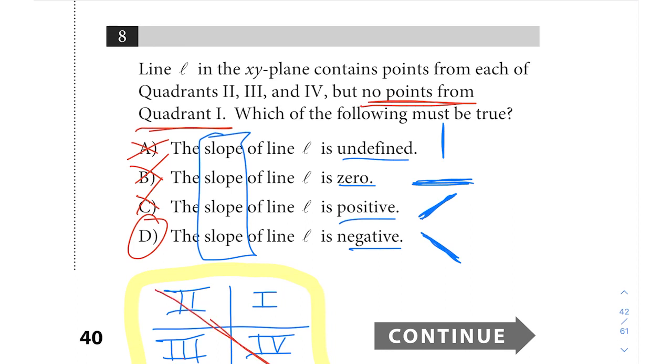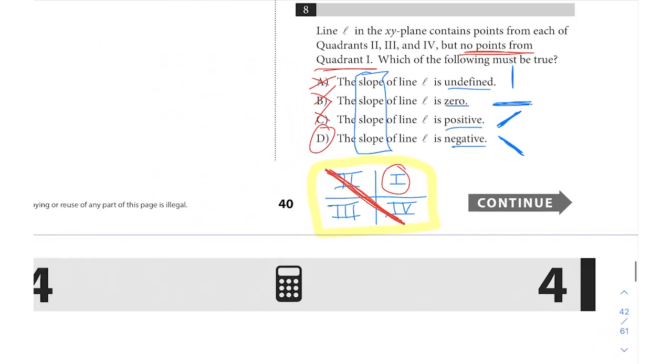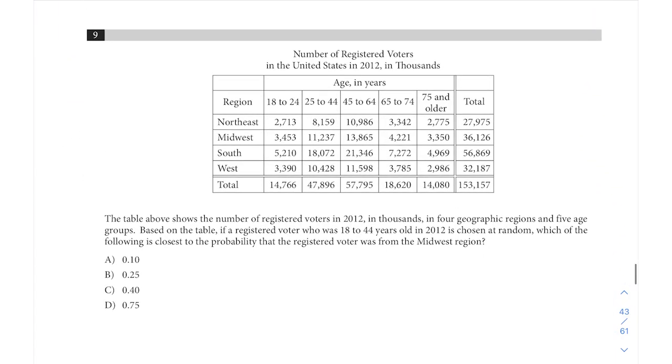Here, the slope of line L is negative. Can I draw a negative sloping line that has points in 2, 3, and 4 without touching 1? And I can. So something like this, anything just below that origin will pass through those other 3 quadrants without having any points here in quadrant 1, and answer choice D is our correct answer to number 8.